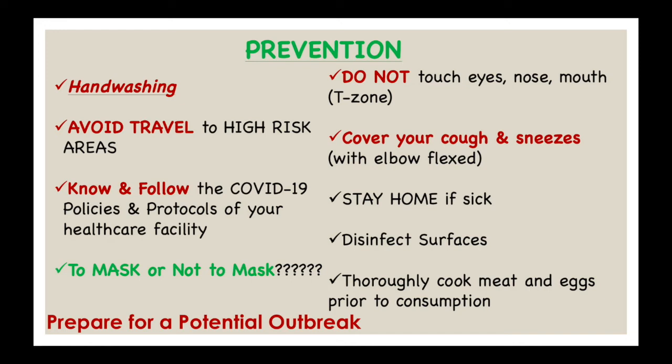facility. It is also very important that you thoroughly cook meat and eggs prior to consumption, because coronaviruses are thermolabile, which means that they are susceptible to normal cooking temperatures up to 70 degrees Celsius. Therefore, as a general rule, the consumption of raw or undercooked animal products should be avoided in order to prevent contamination.